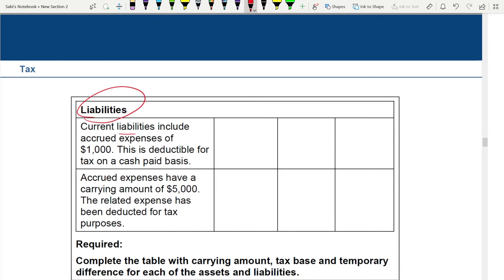Okay, please understand. Current liabilities include accrued expenses of 1,000. This is deductible for tax on a cash paid basis. So when it's on a cash paid basis, remember it's nil.